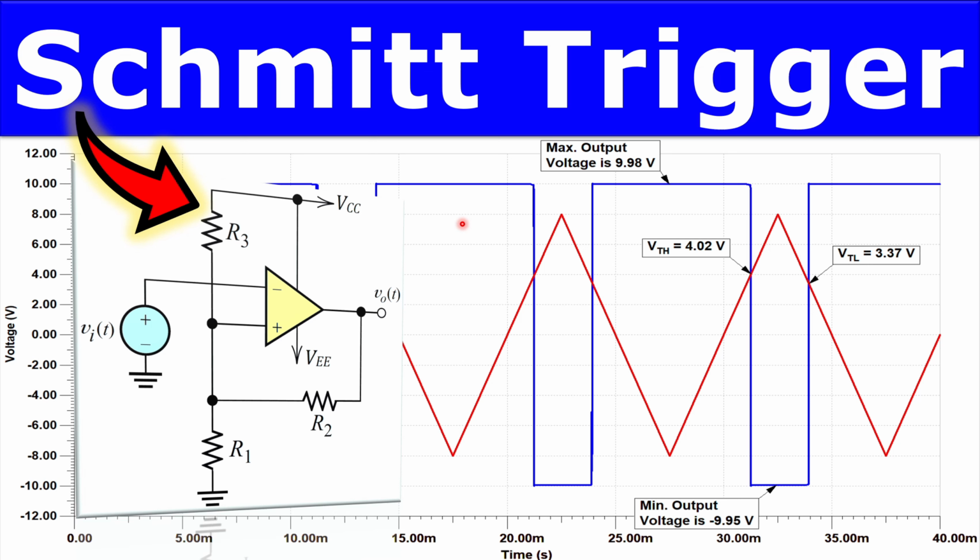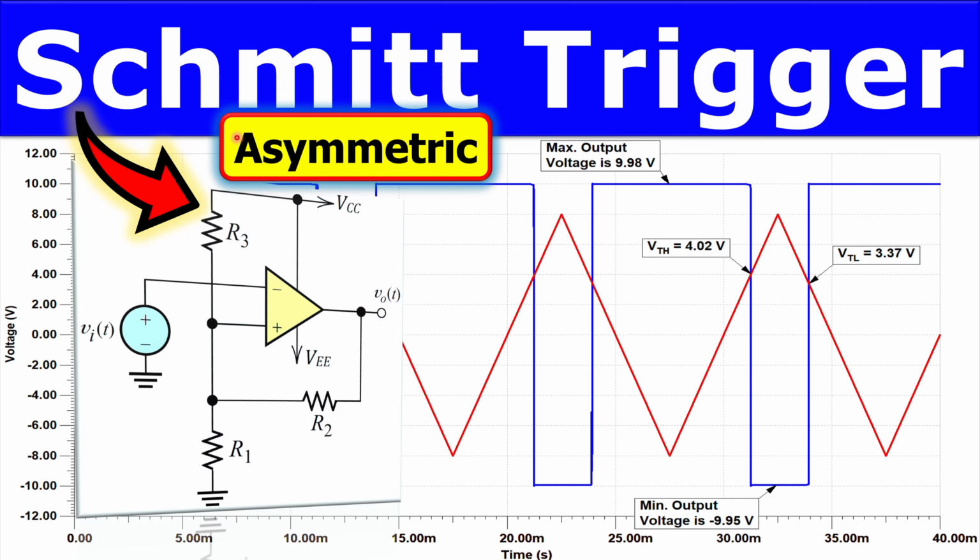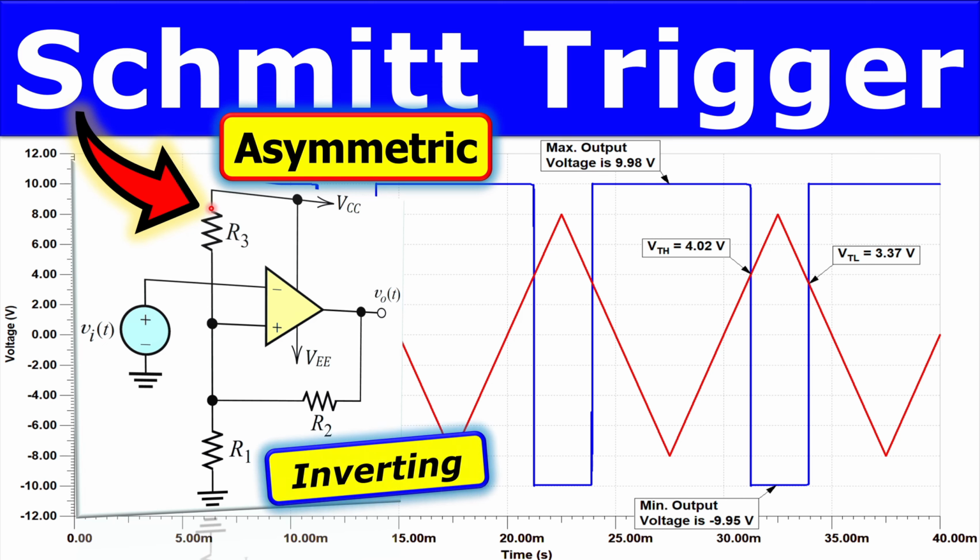In this video we will continue with another example about the Schmitt Trigger circuit. This will be about an asymmetric circuit where we have the lower and the higher threshold voltage not symmetric. We will see how we can determine the component values for an inverting Schmitt trigger.